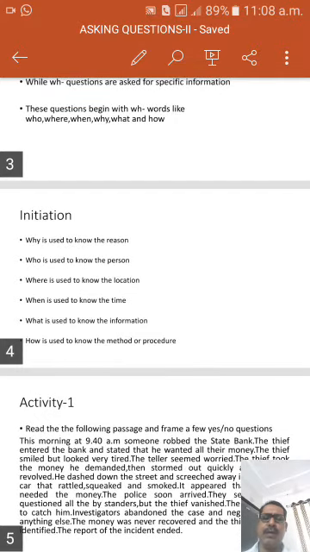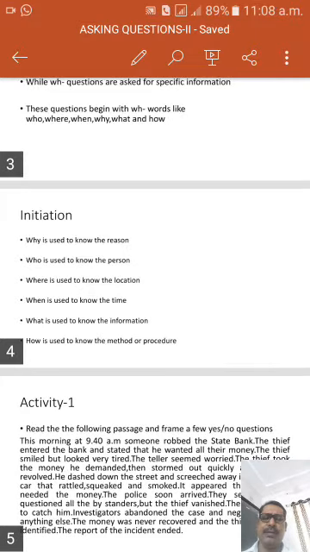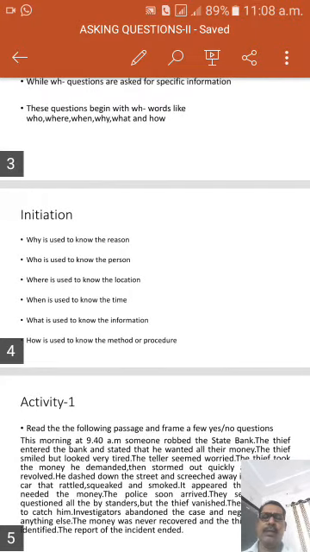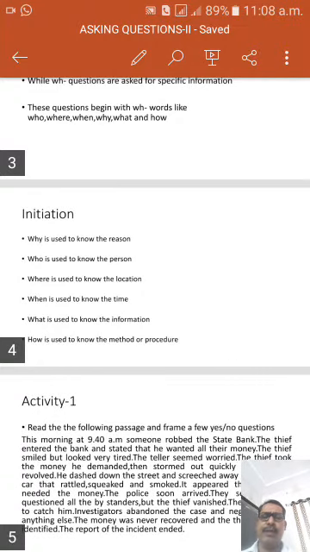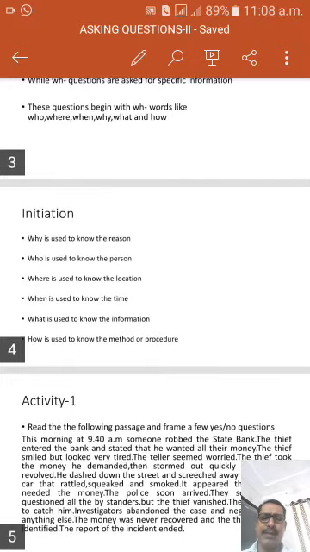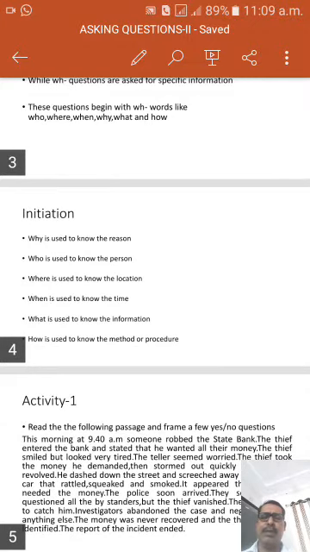The function of this WH word in that context. Why is used to know the reason. Why did you do this? Why did you come late? Why didn't you complete the assignment? So in this way, in questions beginning with why, we try to know the reason.